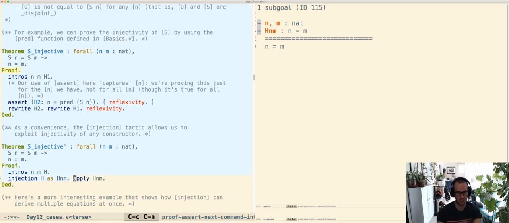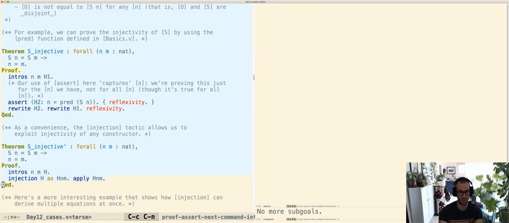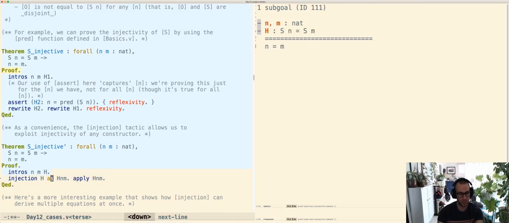So when we say injection H as HNM, this is exactly the principle of injectivity. It turned S of n equals S of m directly into n equals m. Fantastic. So then we just apply it. What happens if we don't write this pattern? Look closely at our goal. Watch what happens.